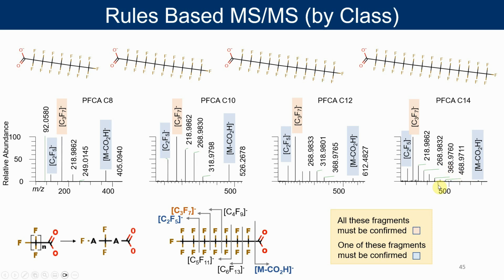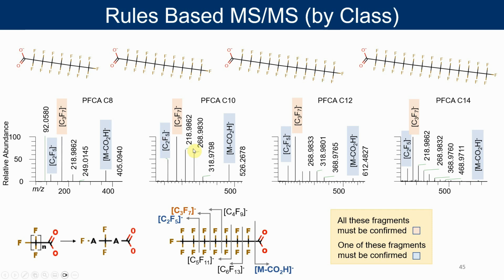it would probably be 348, 218, 268, 318, 368, 418, 468. So they're all separated by 50 Daltons. Remember, this was quite a few video tutorials earlier about our homologous series, and that they're separated by 50 Daltons because that's the mass of CF2.